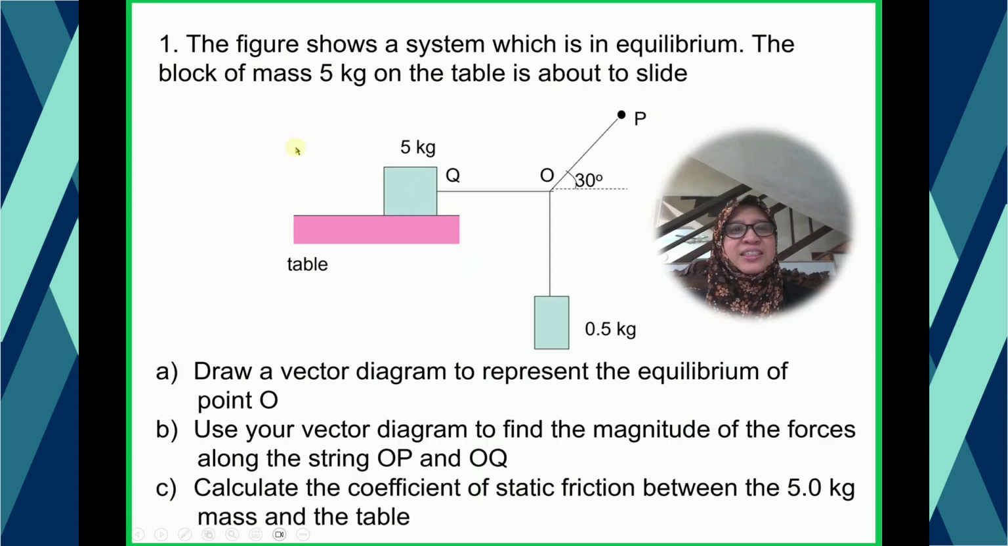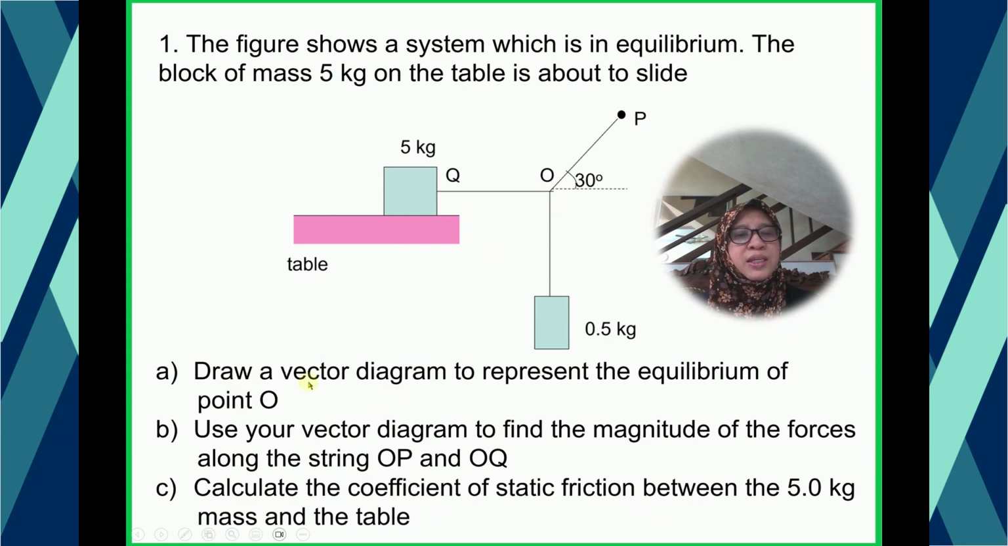So this is the question. The figure shows a system which is in equilibrium. The block of mass 5 kg on the table is about to slide. Draw a vector diagram to represent the equilibrium of point O, and then use your vector diagram to find the magnitude of the forces along the string OP and OQ. Calculate the coefficient of static friction between the 5 kg mass and the table.